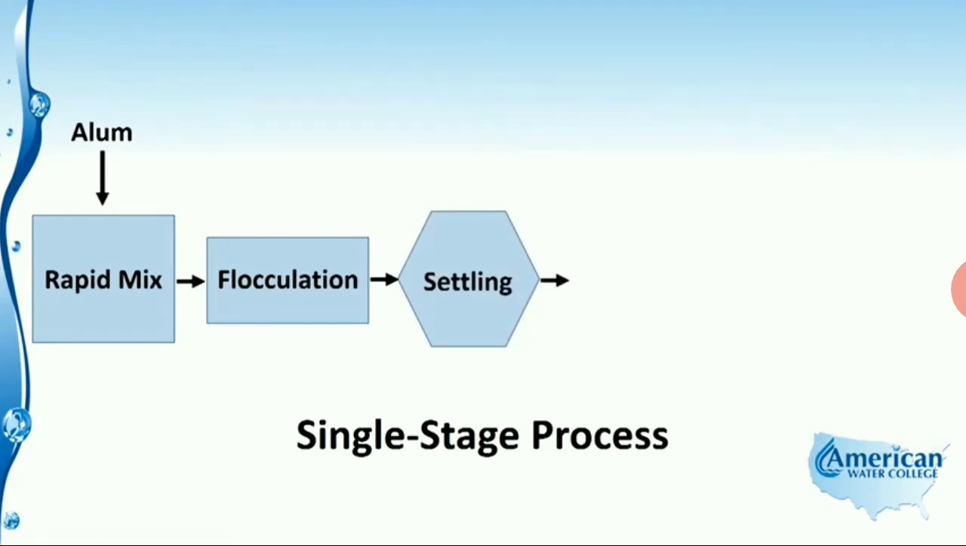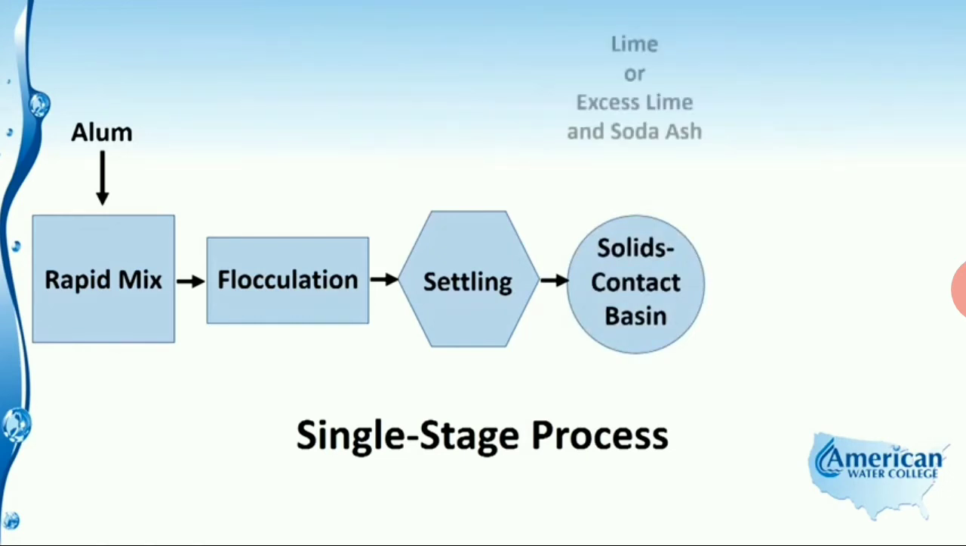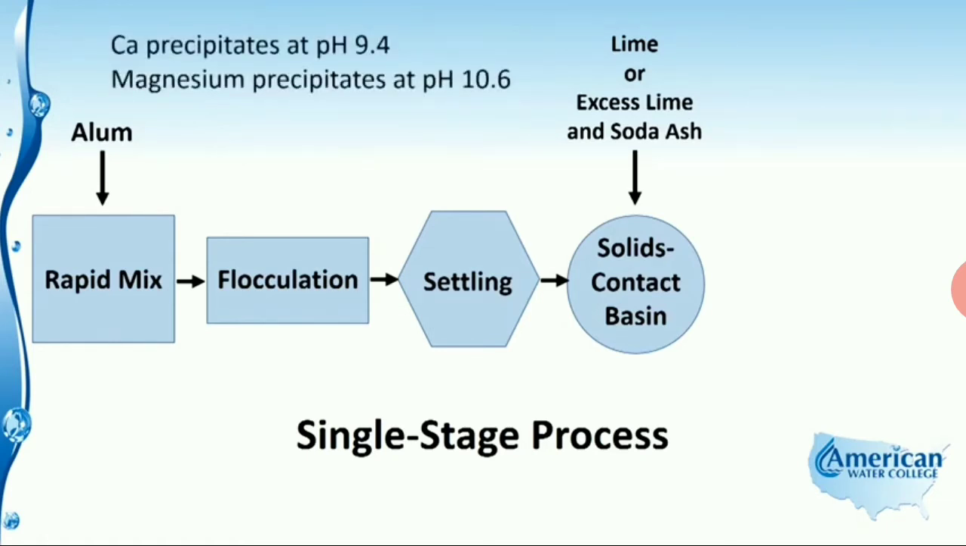From there, this is where we begin the softening process. It flows into a solids contact basin, and to the solids contact basin, we add either lime or excess lime and soda ash. It depends on the makeup of the water and what we're trying to accomplish. Calcium begins to precipitate out at a pH of 9.4. And if our hardness is primarily due to calcium hardness, we might just add lime and raise the pH to 9.4 in the solids contact basin, and that will provide the softening for us.